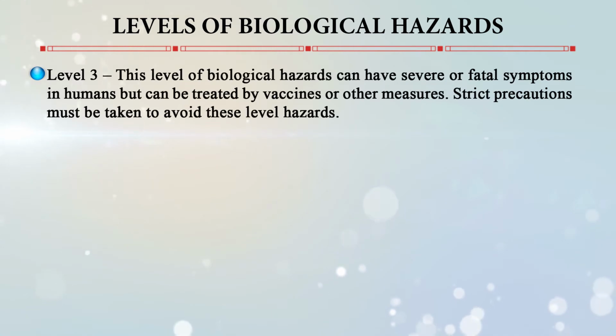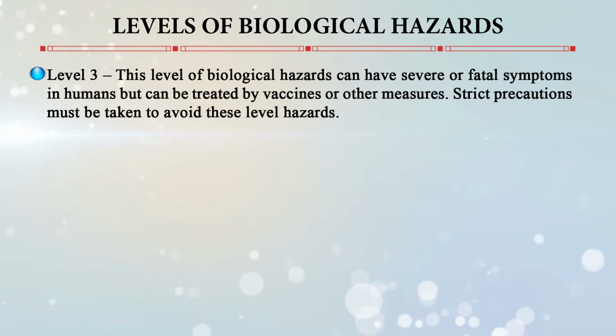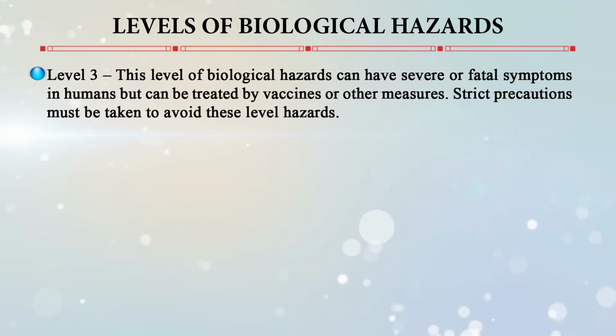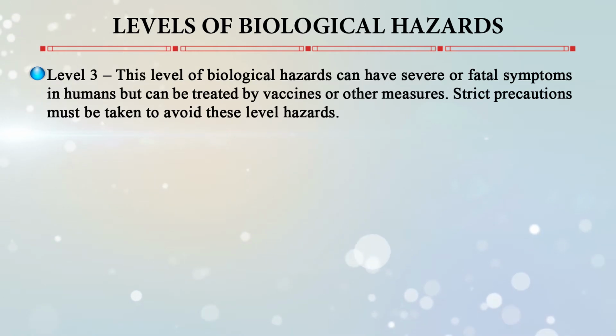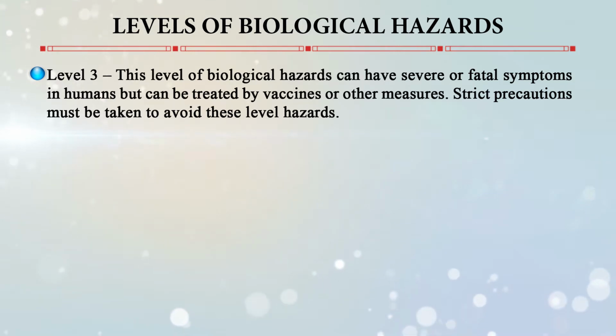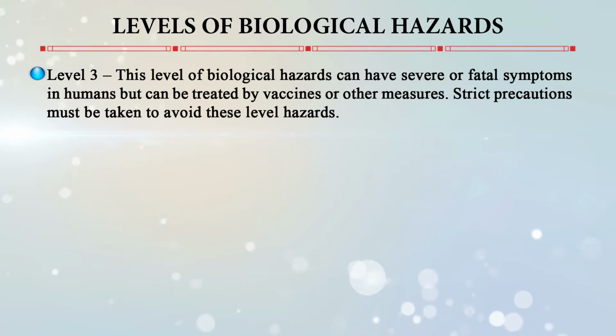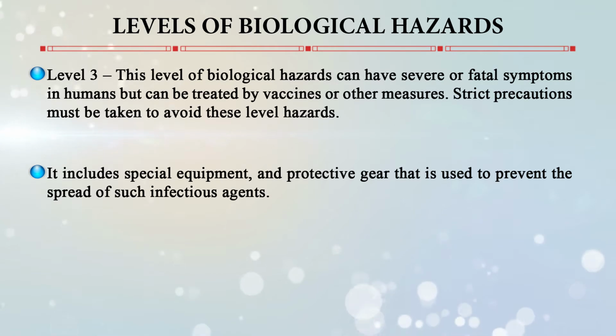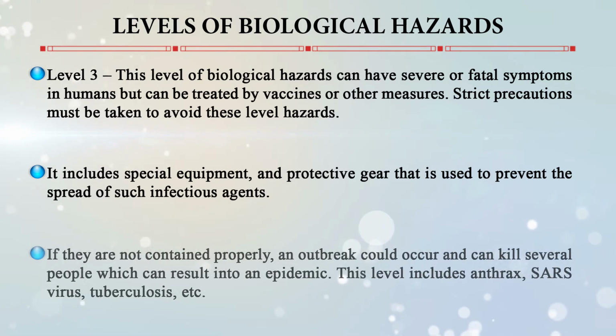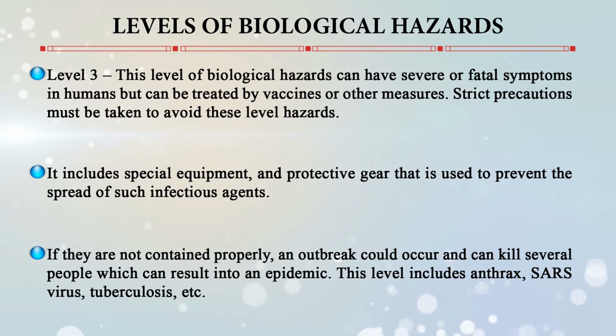Level 3. This is now a step further. This level of biological hazard can have severe or fatal symptoms in humans, but it can be treated by vaccines and also certain other immunization measures. Strict precautions must be taken to avoid these hazards. It includes special equipment and protective gear that is used to prevent the spread of such infectious agents. If these are not contained properly, an outbreak can occur and they can kill several people, which can result in epidemics. The examples for this level include anthrax, the SARS virus, tuberculosis and so on.